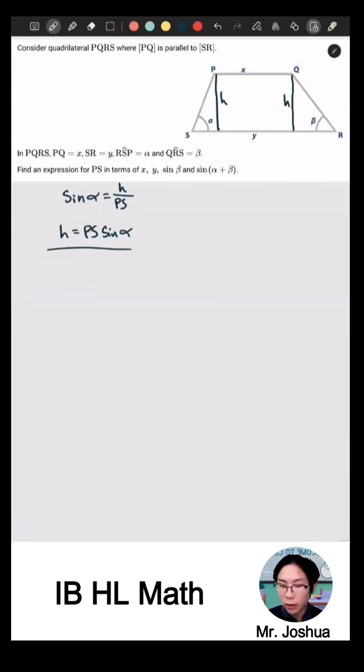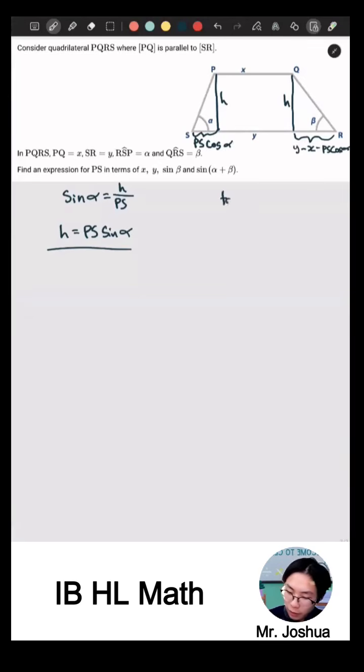This one, instead of using QR, we should stick to using PS just to make it easier for our final answer. So we want to find the base here. How do we find that base? Let's find this base first. This base is the same as PS cos alpha, because cos is adjacent over hypotenuse. Now we can find that the base for this side is Y minus X minus PS cos alpha.